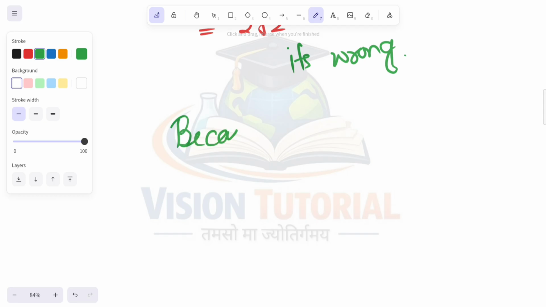Because square root of x square is not simple x, it is modulus of x. That means the result must be always non-negative.